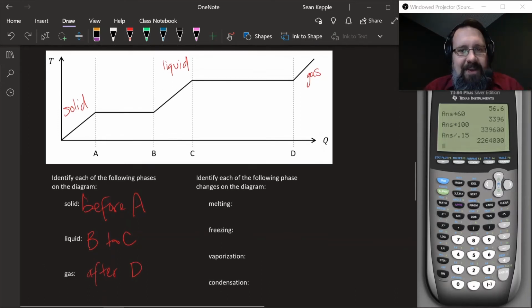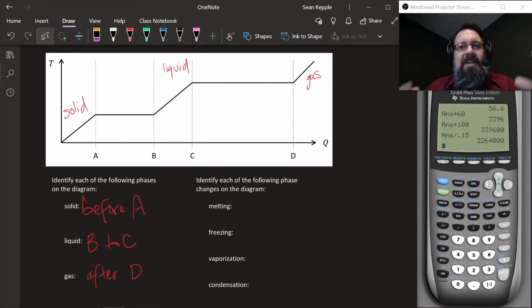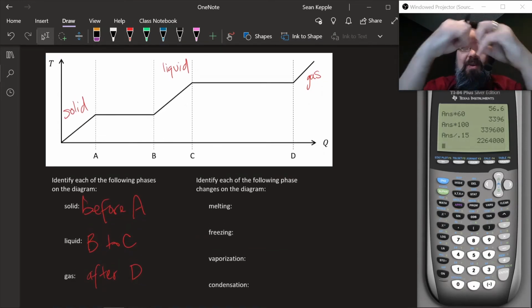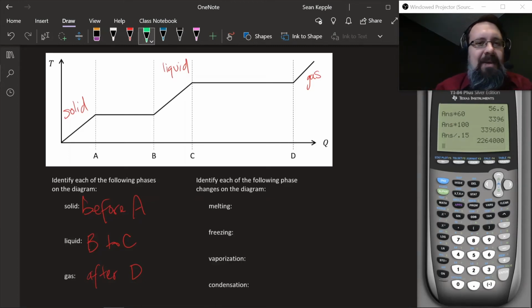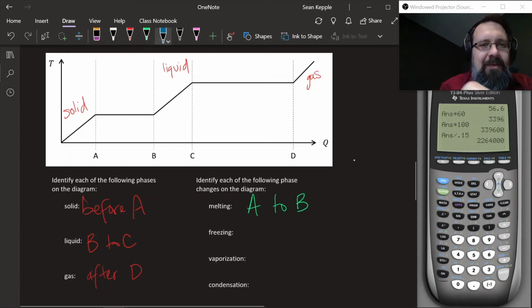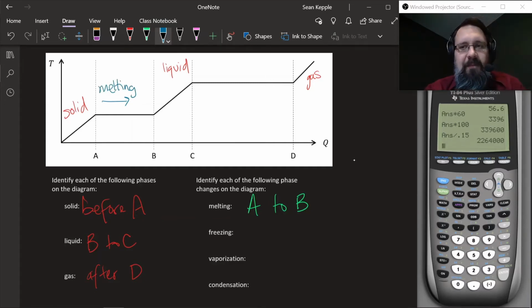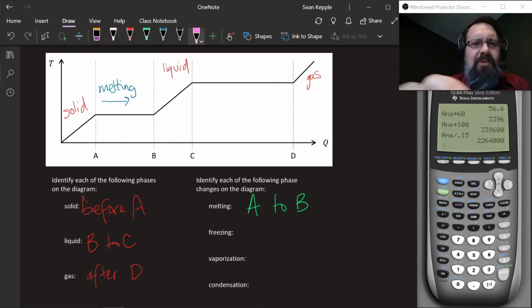Identify the following phase changes. All right, so melting. Melting is when you take an ice cube and add energy to it and it turns into water. So where would an ice cube turn into water? Well, that's A to B. So A to B is melting. Whereas freezing is the opposite of melting. So freezing, you just go the other direction. So freezing is B to A.